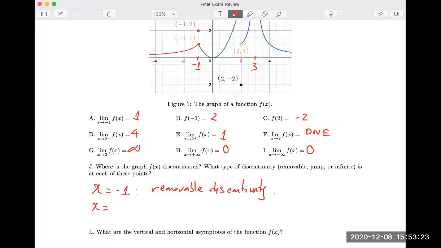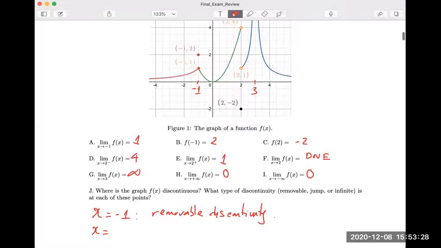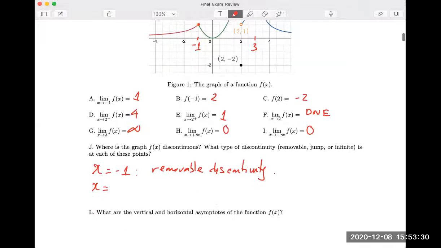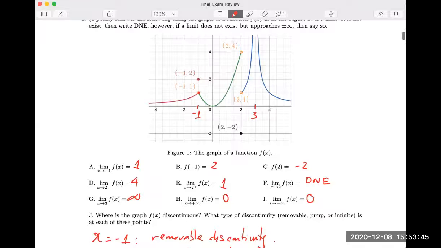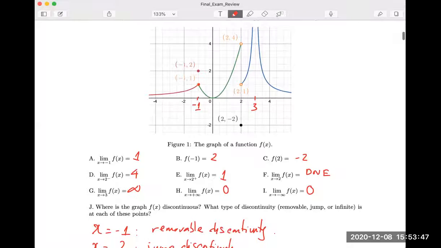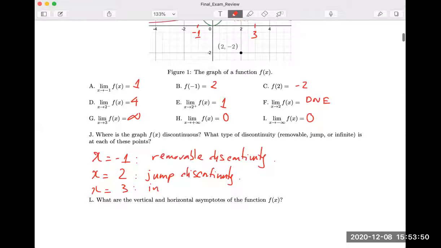At x equal to 2 here, we see that the graph has a jump from 1 to 4. Therefore, it is a jump discontinuity. At x equal to 3, when x approaches 3, f of x approaches infinity, so that is why we call it an infinite discontinuity. Okay.